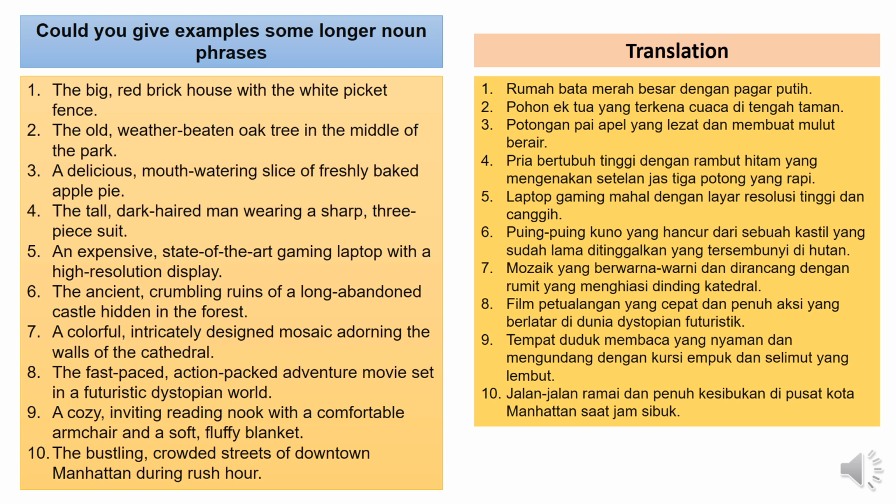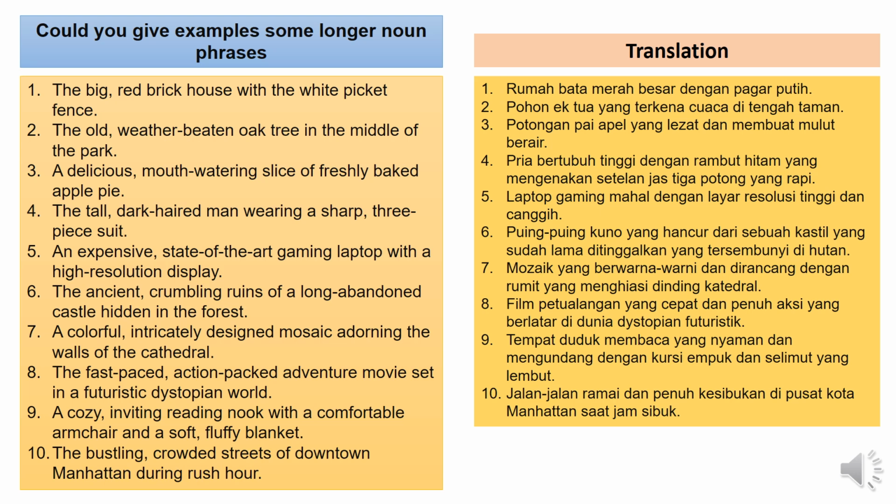The next part is the exercises. You can try, ladies and gentlemen, to give examples of some longer noun phrases, and of course you need to be able to translate the noun phrase. For example, like the big red brick house with a white picket fence. So how can you translate this noun phrase? You can take a look here. Rumah bata merah besar dengan pagar putih.